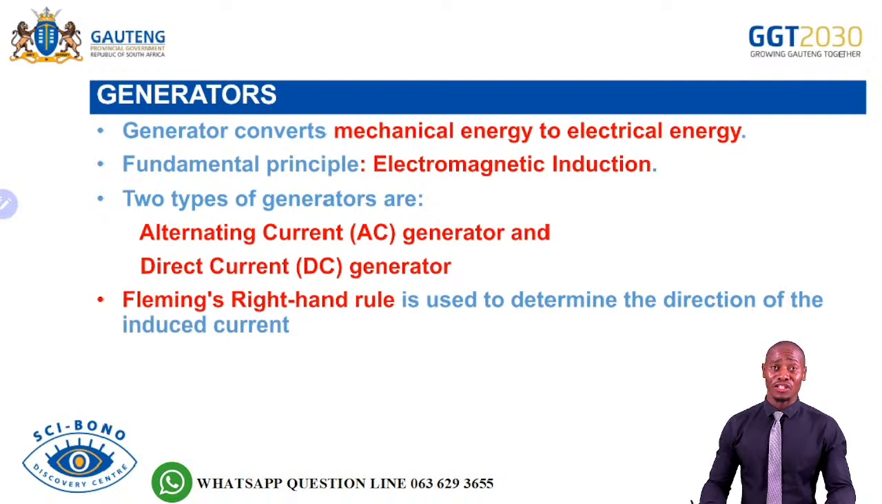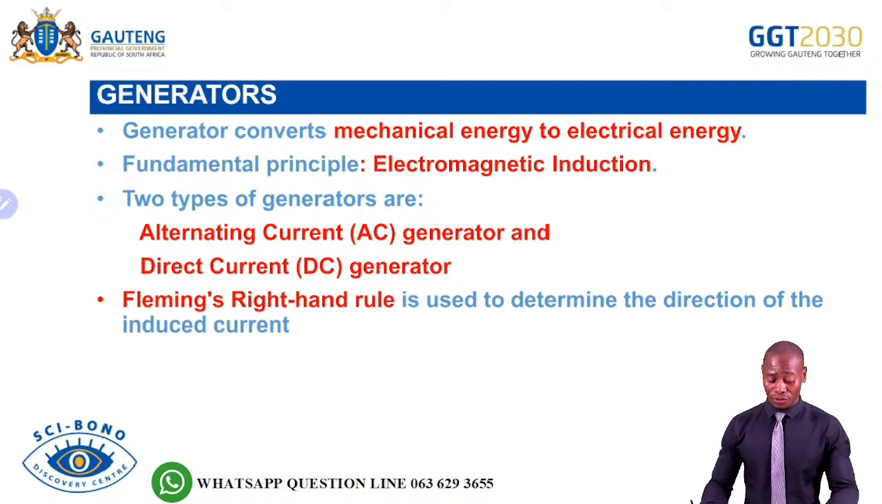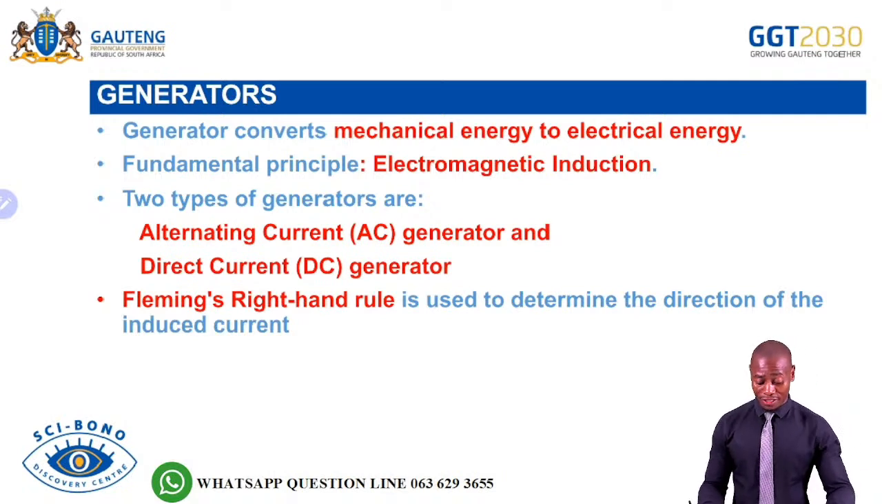Remember, EMF is induced in a coil if there's relative movement between the coil and the magnetic field. So when the coil rotates through the magnetic field, EMF will be induced in that coil. So that is electromagnetic induction. That is how generators work, whether it is an AC generator or a DC generator, but they are based on the same principle, which is electromagnetic induction. When you explain electromagnetic induction, remember, EMF is induced in a coil when there's relative movement or motion between the coil and the magnetic field.